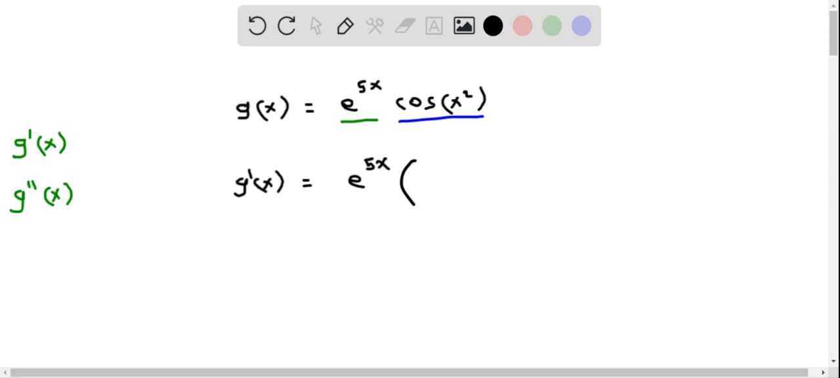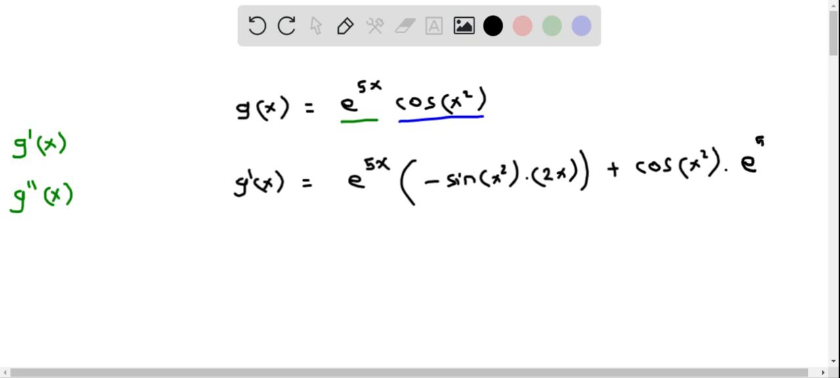So we find the derivative of cosine x squared, which is negative sine x squared, and then we apply the chain rule to find the derivative of x squared, which is 2x. Now, according to the product rule, we put the second function, that is cosine x squared, and then multiply with the derivative of e power 5x. The derivative of e power 5x is e power 5x times, applying the chain rule to find the derivative of 5x, we get 5.